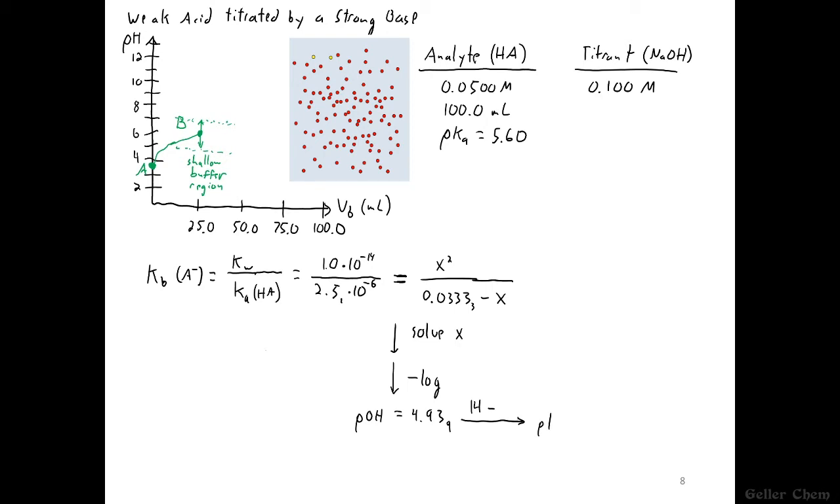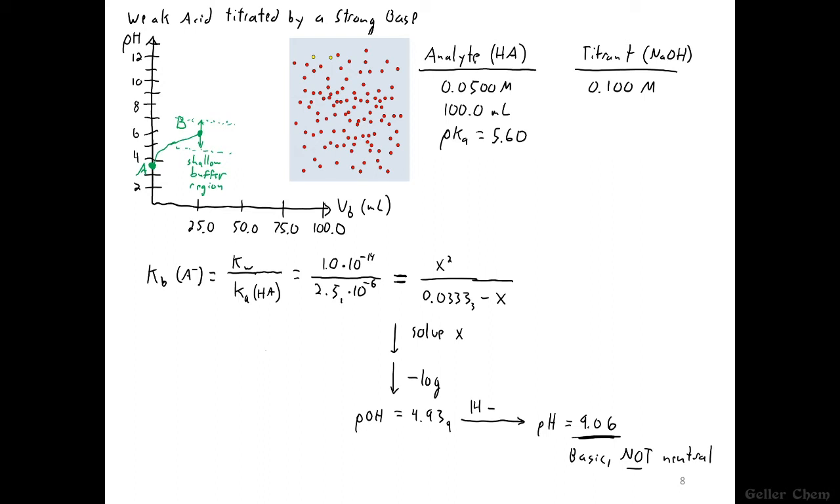And that thing is to subtract the pOH from 14. And then we will get pH is equal to 9.06. And now I'm rounding to 2 sig figs. Notice that this pH is basic, not neutral.